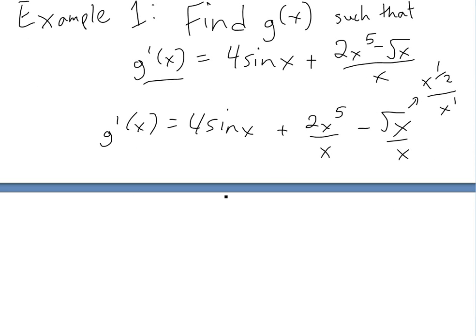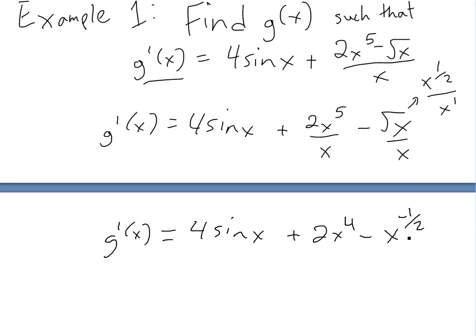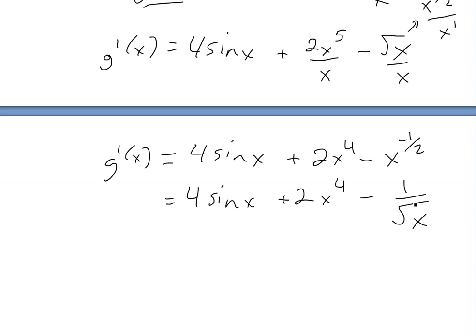And same with this one here, so we're going to get g prime of x is equal to 4 sine of x plus, this one's 2x^4, because it's top minus the bottom. You can see my video on power functions in the link below in the info. Basically, now this one here, we're going to have x^(1/2 minus 1), and 1/2 minus 1 is going to be negative 1/2. Or just simplify this one here, as 1 divided by square root x. So this one goes down here.